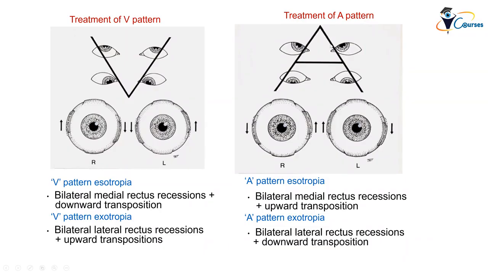For the A pattern, the eye is more esotropic in the up gaze and more exotropic in the down gaze. So how do we correct A pattern esotropia? We know that we correct the esotropia by bilateral medial rectus recession. So how can we correct the A? We just do upward transposition. We are moving the muscle a little bit upward to correct the esotropia. For the A pattern exotropia, we do bilateral lateral rectus recession and downward transposition. So if we work on lateral recti, we do transposition inferiorly.